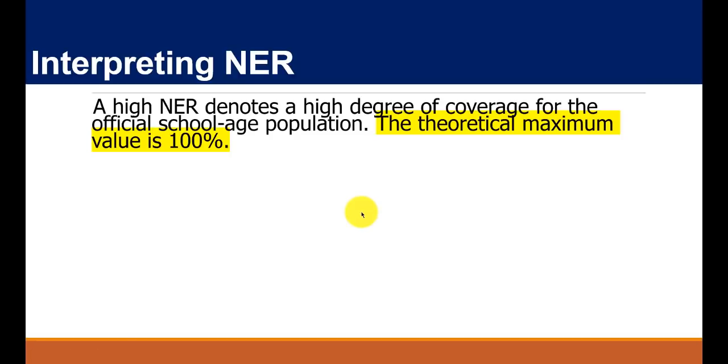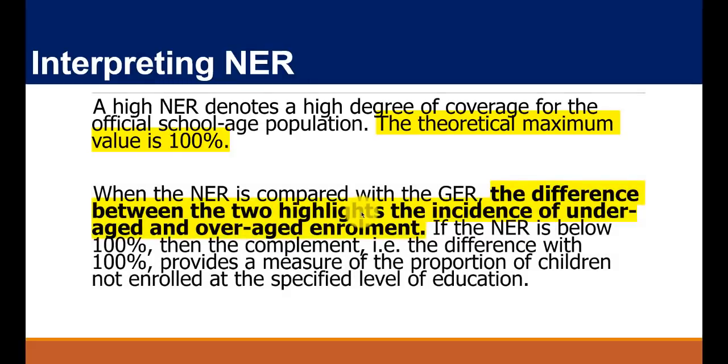Because in GER, you are taking under age, you are taking over age and pulling everybody together, especially for the lower levels of education. For the university level, tertiary education level, you don't take over age, because at 80 years old you can come and do it, like me, you can come and do it, but that is learning how to learn, lifelong learning. Now, when NER is compared with GER, the difference between the two highlights the incidence of underage enrollment, especially for university or higher education, and overage enrollment for primary and secondary.